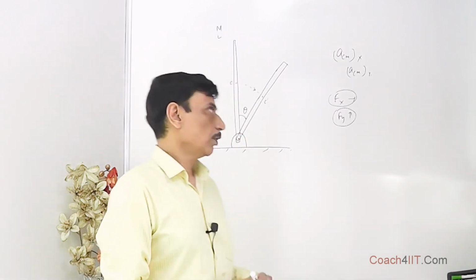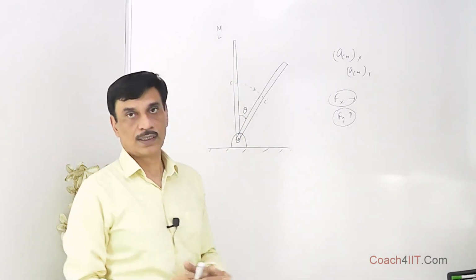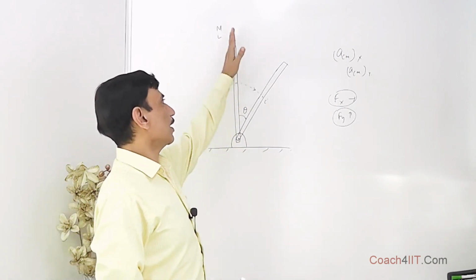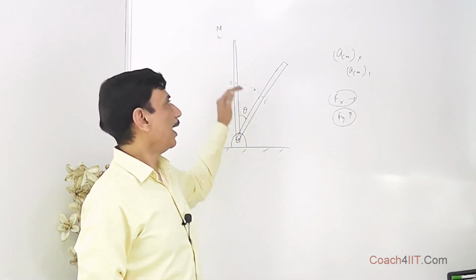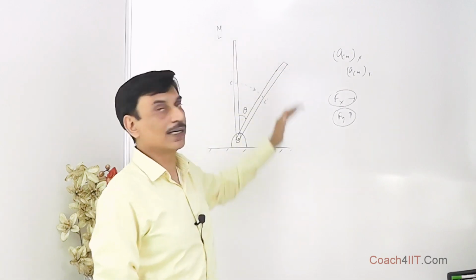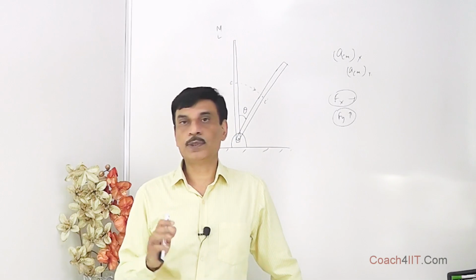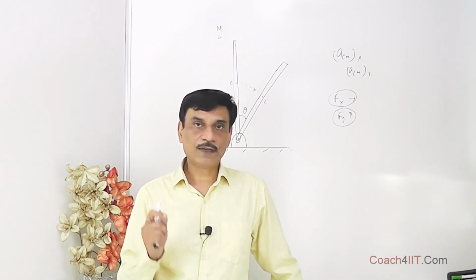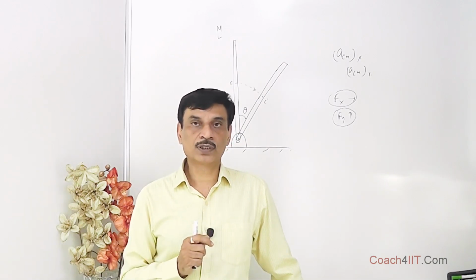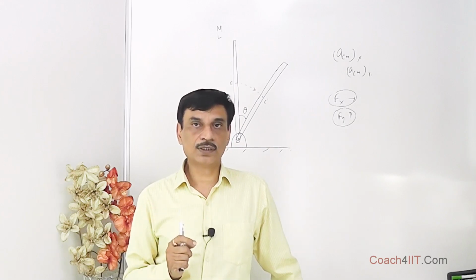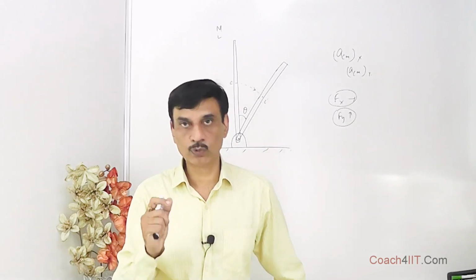In this case, initially the rod was vertical here, a gentle push was given and it starts falling like this. The first thing we have to see is that the motion is going to be non-uniform circular motion. If it is non-uniform circular motion, there is going to be tangential acceleration as well as centripetal acceleration. So we are going to have two accelerations.